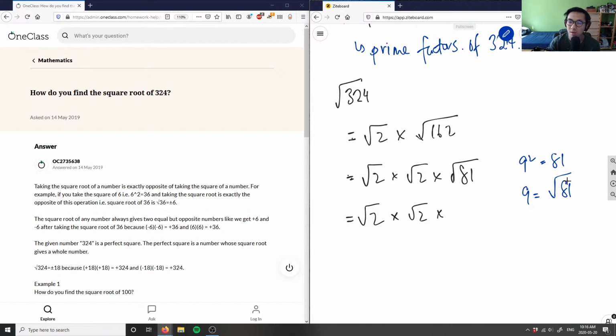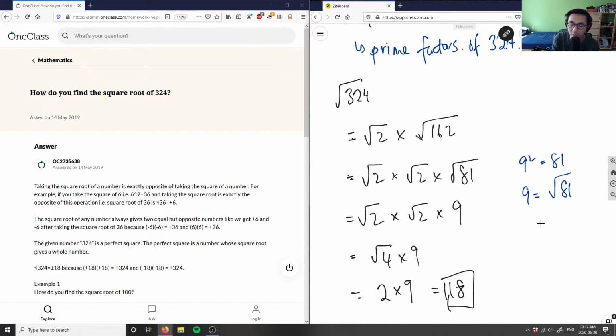These are perfect squares that I know. Usually I like to memorize the perfect squares from 1 to 10, and those give you a good basis as to how to approach these problems. So if I know that root of 81 equals 9, I can group these together. I have root 2 times root 2, which is simply root 4, times 9. Root 4 is 2, times 9, which equals 18. And 18 here is my answer for this problem.